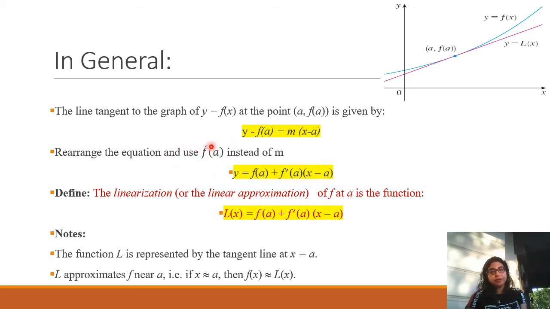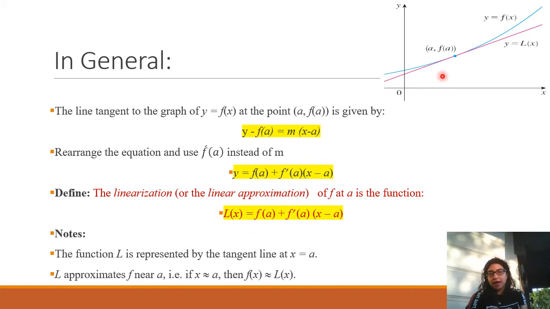This is what we have learned. So it's going to be y equals f of a plus f dash of a times x minus a. And then I'm going to say that this y is the linear approximation of x. So I will call it L of x equals y, or equals f of a plus f dash of a times x minus a.